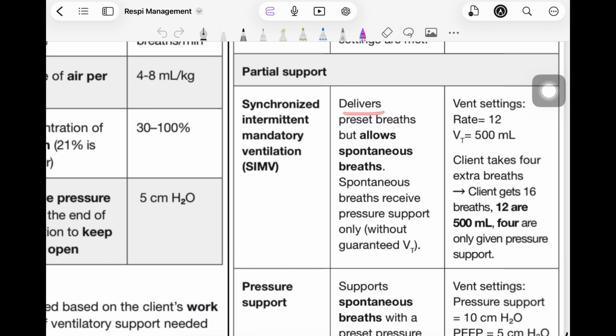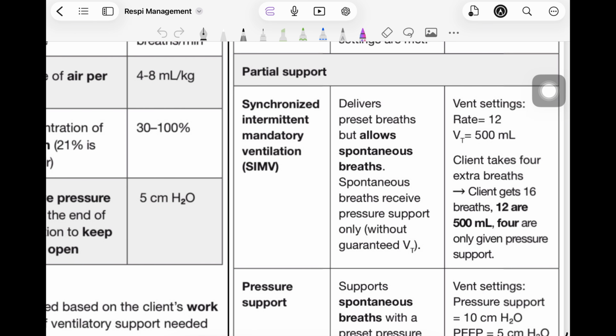It delivers preset breaths but allows spontaneous breaths. Spontaneous breaths receive pressure support. Take note guys that the spontaneous breaths receive pressure support only, without guaranteed tidal volume. Okay, we have here an example. Ang rate natin ay 12. Ang tidal volume natin ay 500 ml.